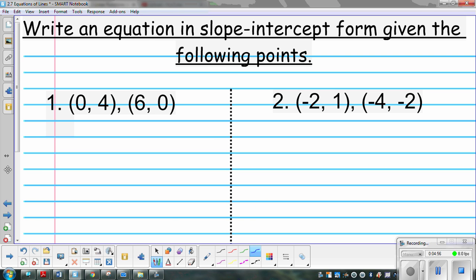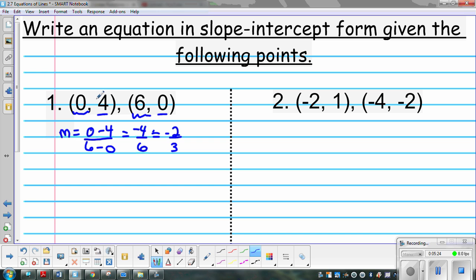Here's our first example. We have the points (0, 4) and (6, 0). Anytime I give you the coordinates of 2 points, the first thing you're going to do is find the slope. y2 minus y1 all over x2 minus x1. So we have negative 4 over 6. That can be reduced to negative 2/3.